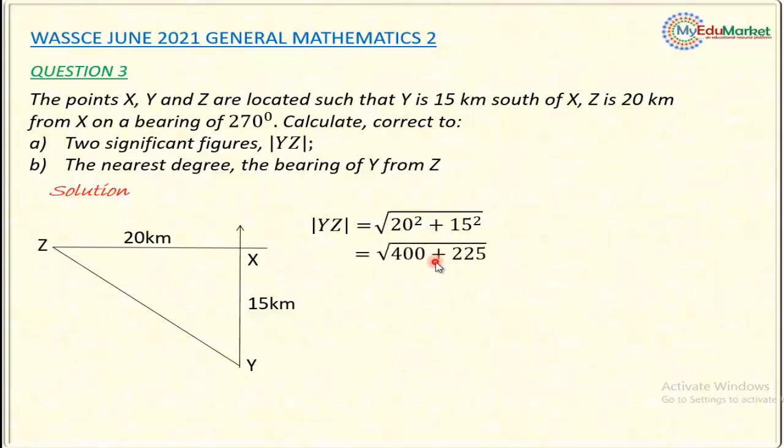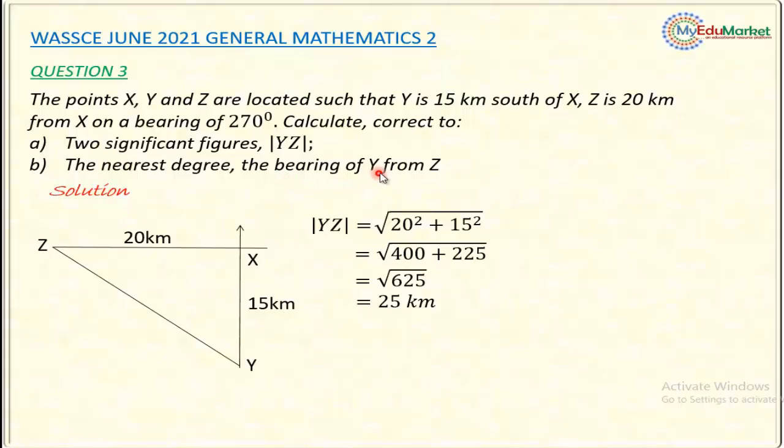So I continue. 20 squared is 400, and 15 squared is 225. I add these two values, and adding will give me 625. Remember, I'm trying to get the distance yz, so I take the square root of 625, and the answer is 25 kilometers. So the distance from y to z is 25 kilometers. With this I have answered question number A. I'll continue with question number B.